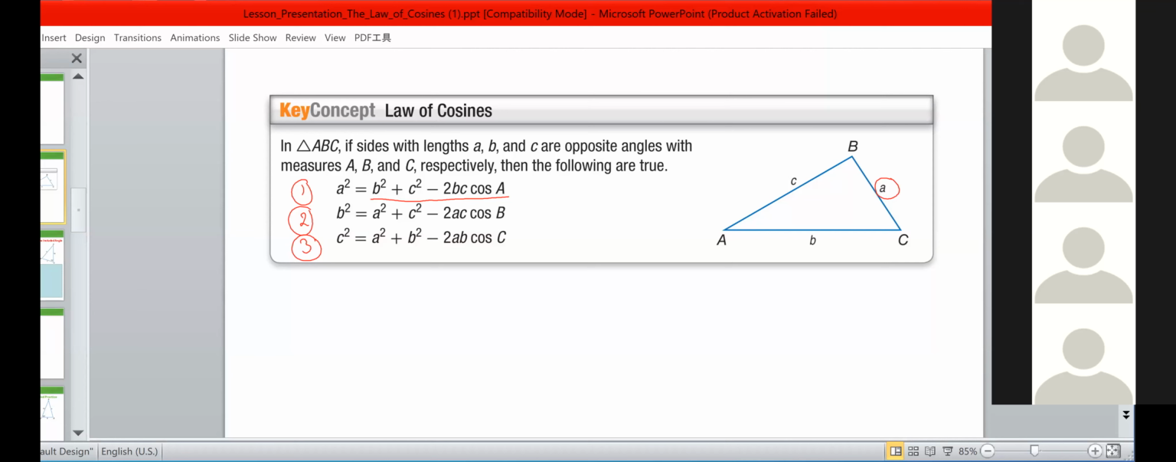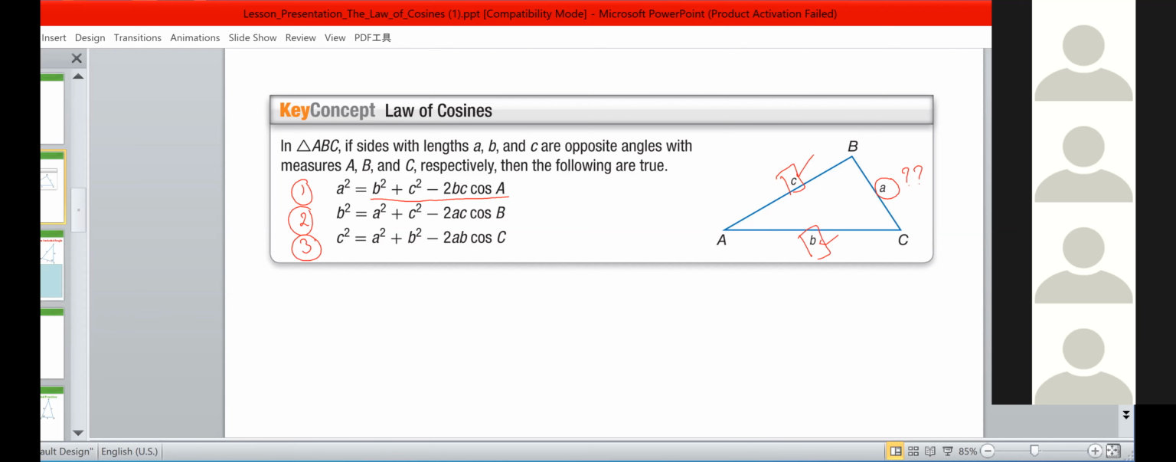If you have A power 2, it's equal to the other 2 sides. So I need to find A power 2. A power 2 is missing now, so I must have C and B. It means I must have the length of the other 2 sides. I make this side power 2, this side power 2, and then minus the product of 2 times B times C times cosine A. This is the first rule.